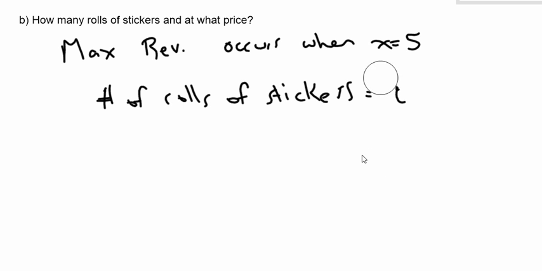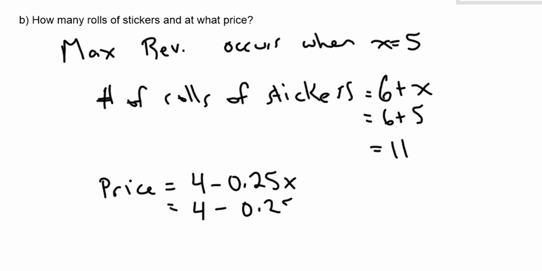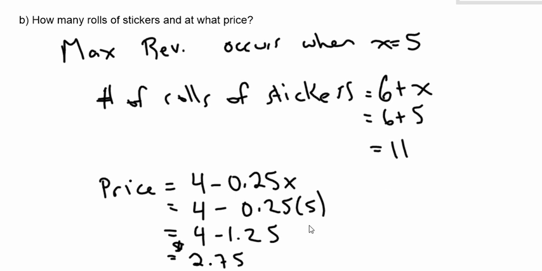The number of rolls of stickers was originally 6, but 1 for every price change. So if we're doing 5 price changes, there are now 11 rolls of stickers on average per customer. And the price was $4, but every price change reduced the price by 25 cents. So if we do 5 price changes, that means we have to reduce the price by $1.25. So the new price is $2.75. So at a price of $2.75, the average customer will buy 11 stickers, and that will maximize their revenue per customer of that $30.75 number we had before.